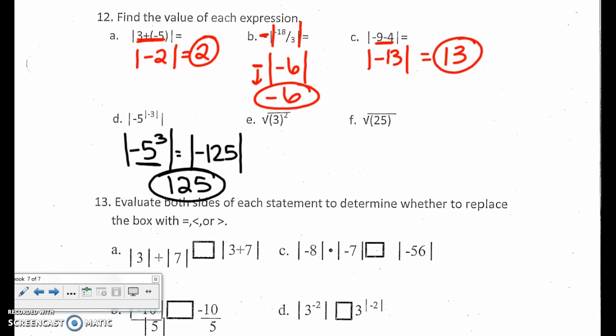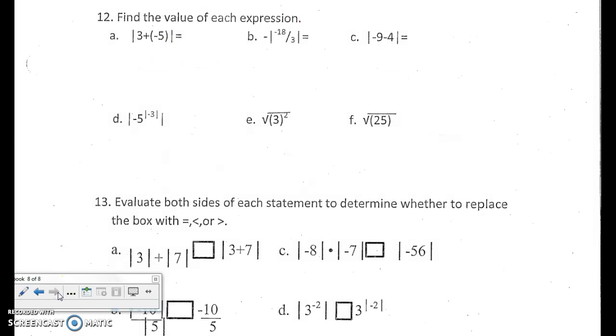Okay, so for E, this is just some problem solving that we've done, where we're going to do the inside of our square root first. So 3 squared, 3 times 3 is 9, and the square root of 9 is 3. So that should have been your answer for letter E. And F should have been fairly easy. We should have that one for sure memorized. The square root of 25 is 5.